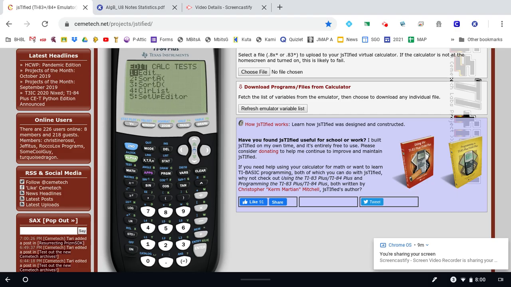So stat, calc, let's try linear regression. We're going to calculate, and right there, we were pretty spot on. Our correlation coefficient's about 0.95.